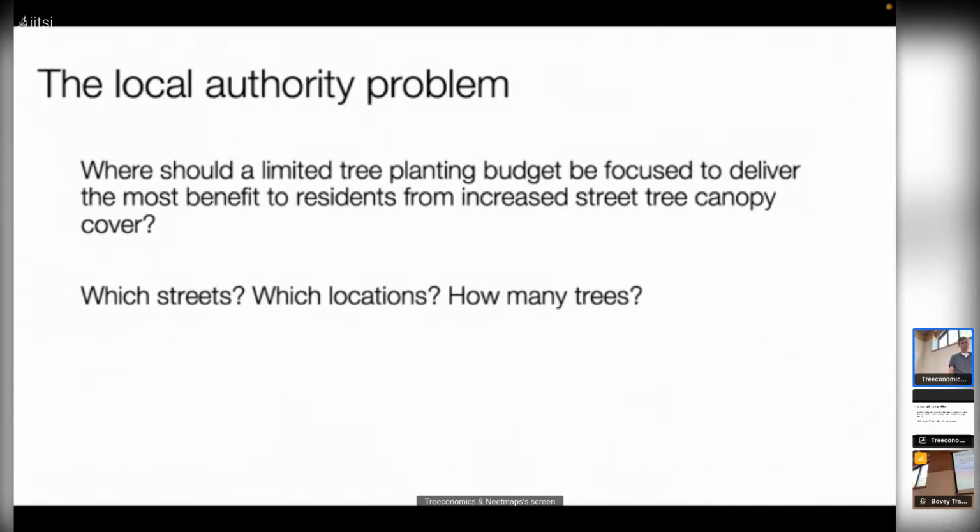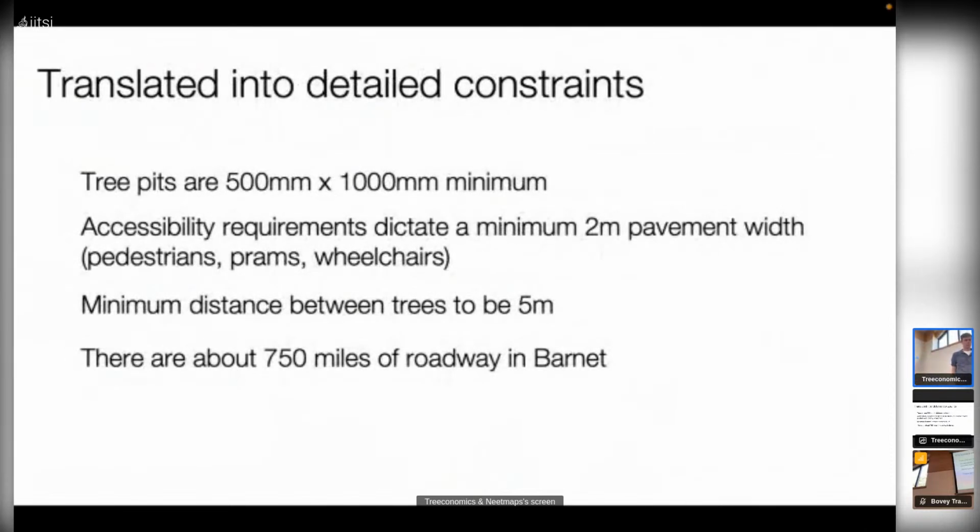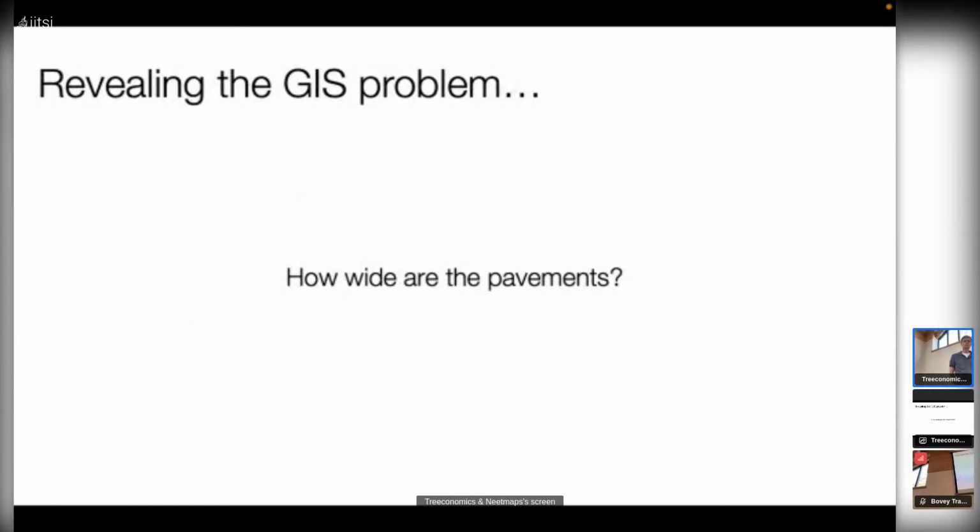Which streets, which exact locations, how many trees? So to boil that down another level, I've got some very specific parameters to deal with. If I'm going to dig a hole in the ground, a tree pit, to spec, it's got to be 0.5 metre by 1 metre. But I've also got to have pavements wide enough, even after I've dug that, to let other people pass. Prams, wheelchairs, us as pedestrians. I can't have my trees too close together, or I don't get the benefit of them. They start overlapping. I need to maximise that benefit, so I'll keep them 5 metres apart. And then I've got the fact that I've got some 750 miles of roadway in Barnet. To do this job manually, it's going to take a very long time. So my question to Dave was basically, how wide are the pavements?